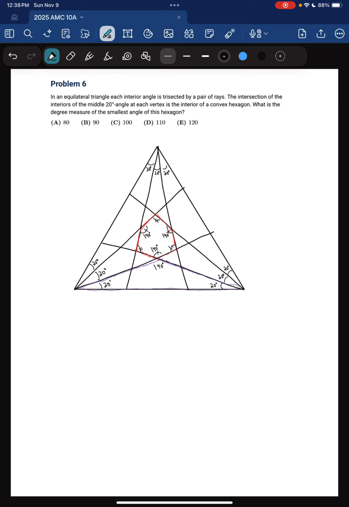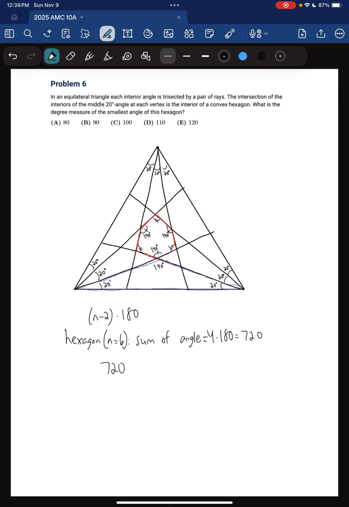To do this, we're going to need the sum of the angles of a hexagon. The sum of the angles of a polygon with n sides is n minus 2 times 180. So for a hexagon, when there's 6 sides, say n equals 6, we have the sum of angles: 6 minus 2 is 4, times 180, which is 720.